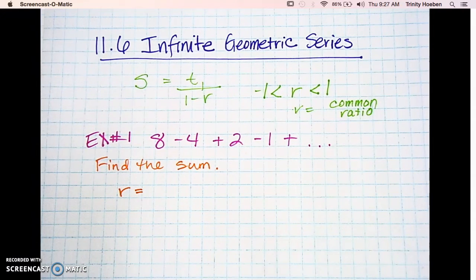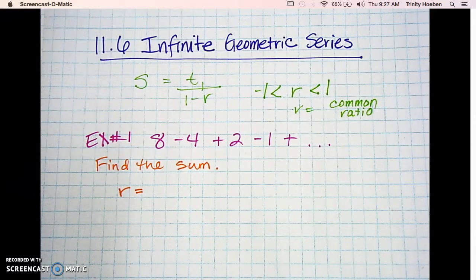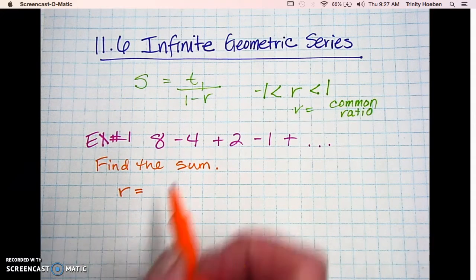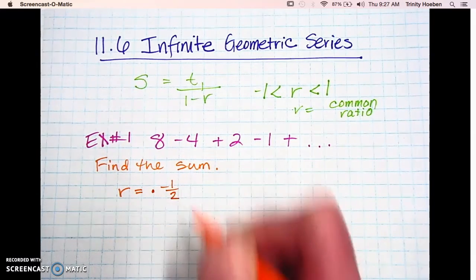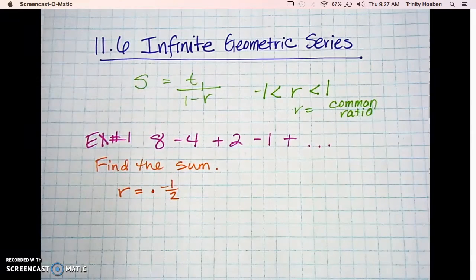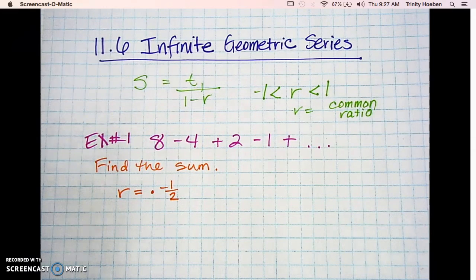And so the first thing you're going to want to do is find that common ratio. Does anybody recognize it or see it? Yeah, -2. Yeah, you're going to be multiplying by -1/2 or dividing by -2. So multiplying by -1/2 is the same as dividing by -2. You just want to write it as multiplication, okay? So if you recognize that it's dividing, just change it to multiplication.